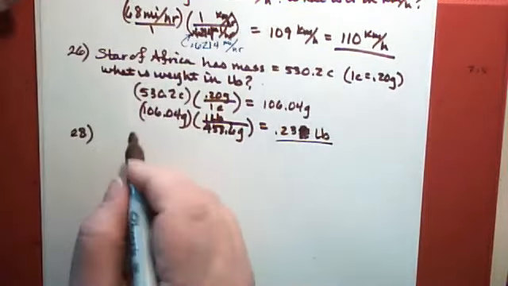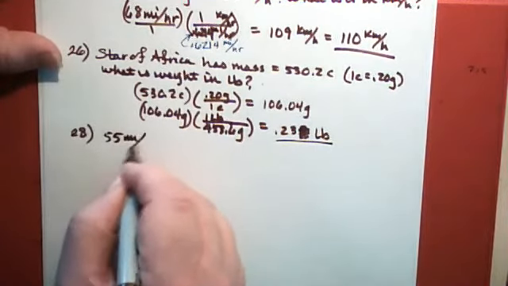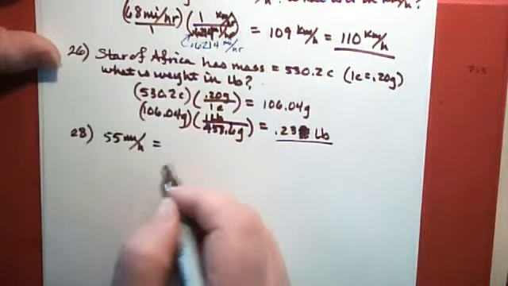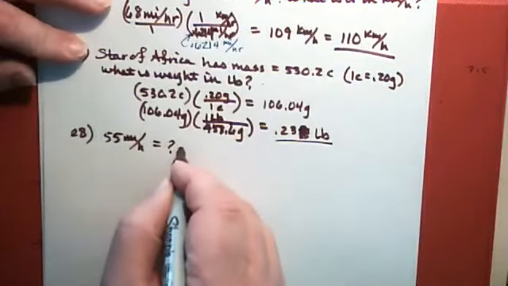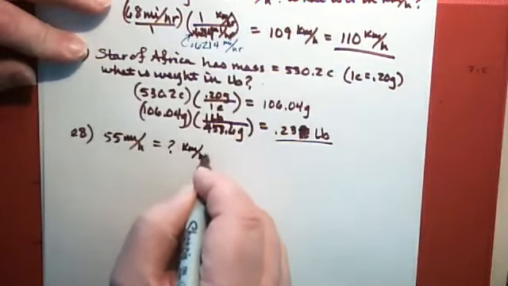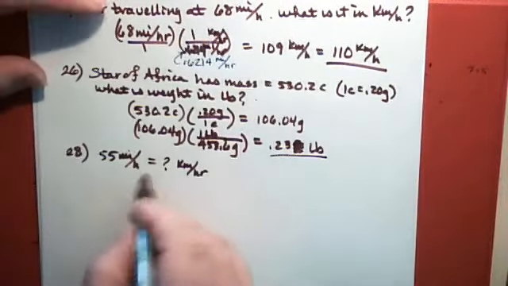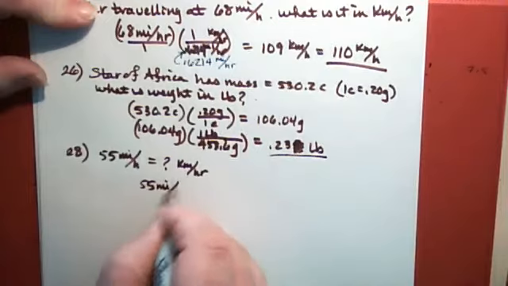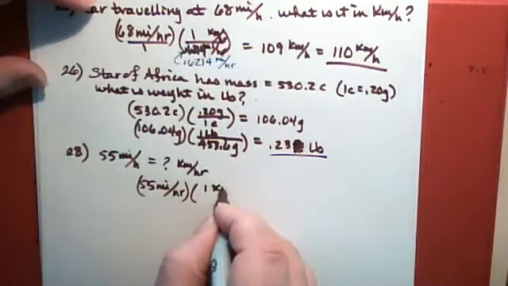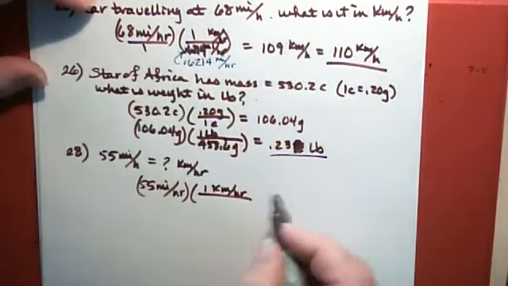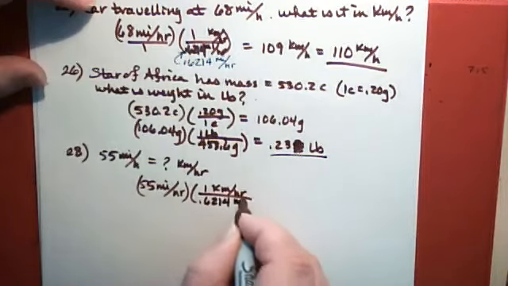Okay, for number 28, it says many highways have a speed limit of 55 miles per hour. And what they want to do is find it in kilometers per hour. Actually, we just did a question like this up above here. So we can just take 55 miles per hour and the fact that there's 1 kilometer per hour for every 0.6214 miles per hour.